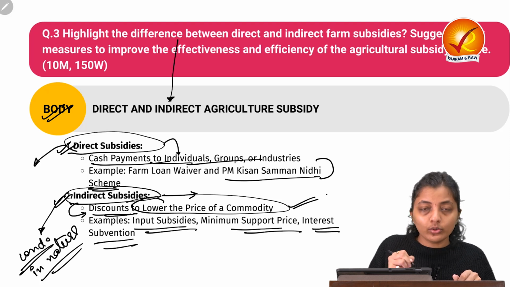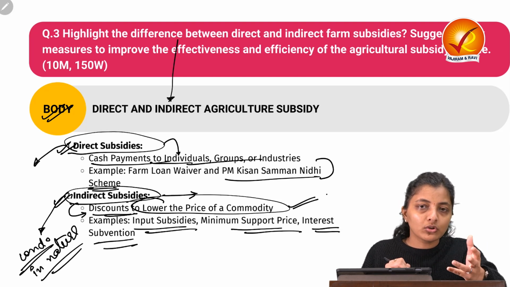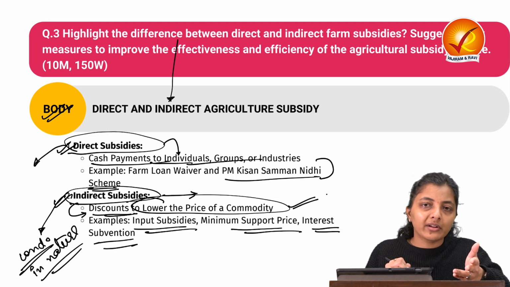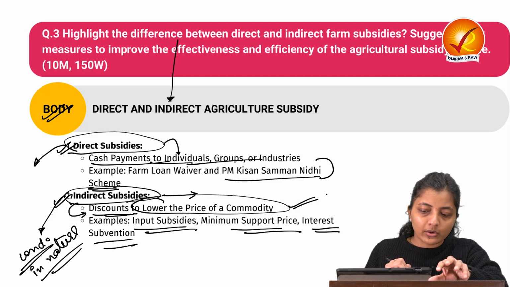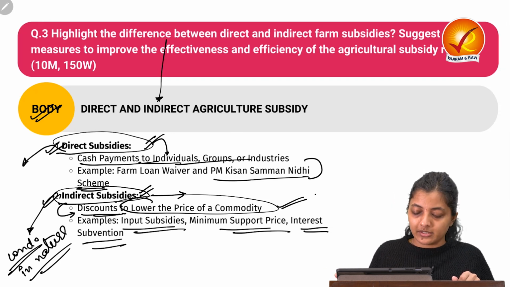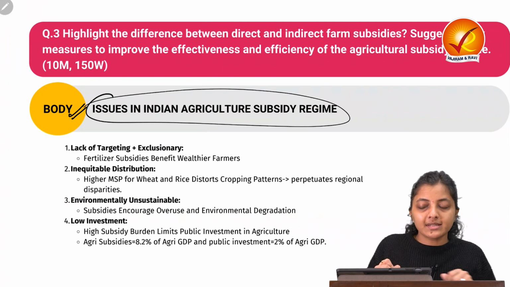In this, there are no conditions. The government will directly give you some amount of money wherever you feel so, with respect to the increasing the productivity of your farm. Whatever you require for that particular cash amount, you can use it there. So this is the direct subsidy. This is indirect subsidy. Next is about what are the issues in Indian agricultural subsidy regime.